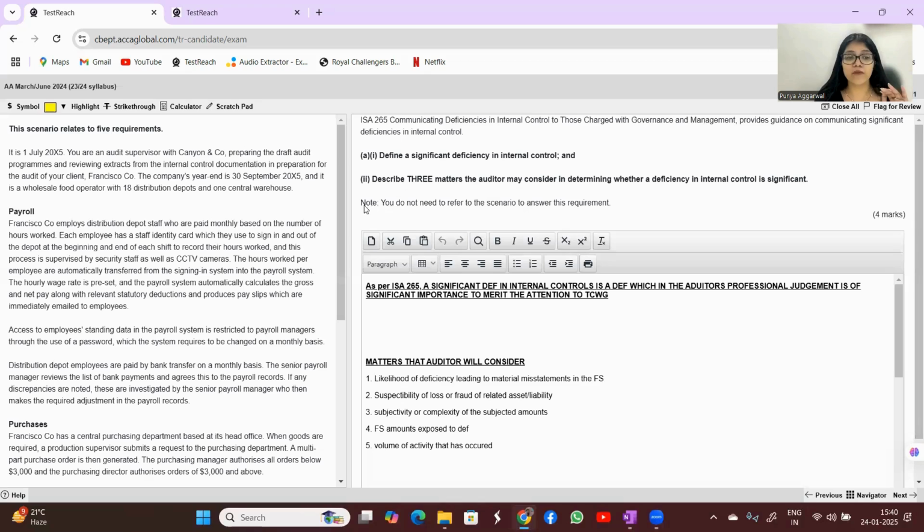And here, if you read the note, you do not need to refer to the case scenario. So let's not read the case study first. Let's answer this first because this is not related to the case study at all, right? So if I first talk about the first part, which is significant deficiencies.